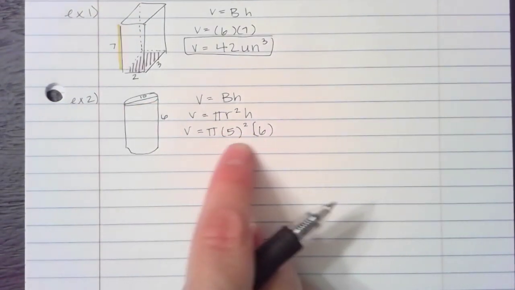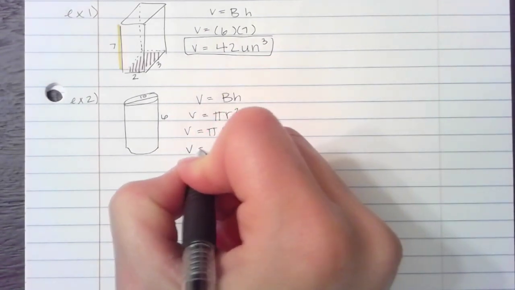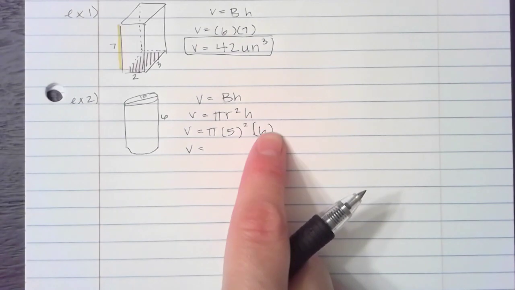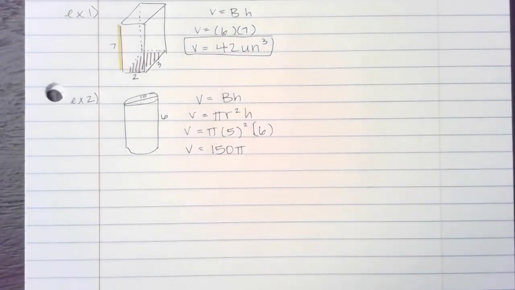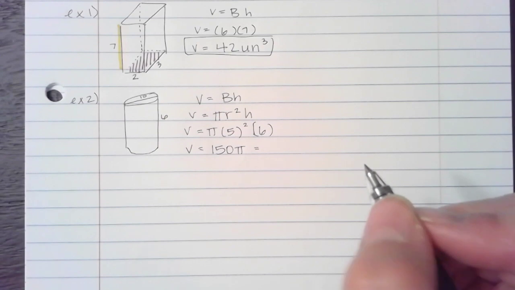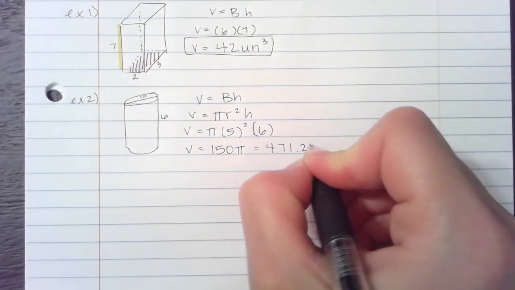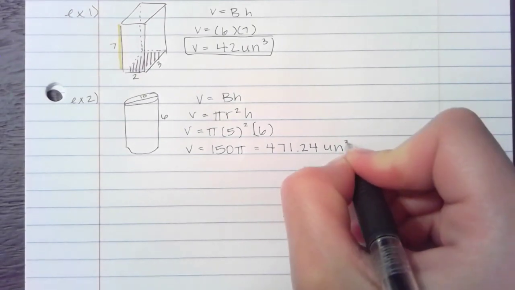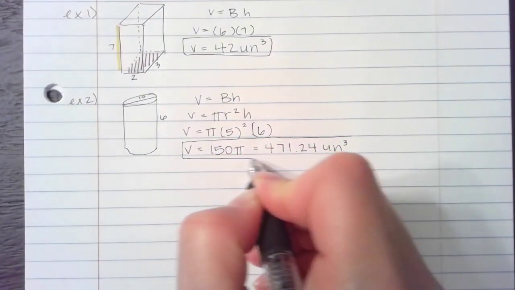I like to simplify this. In fact, I can simplify it in my head and do most of that in my head. That right there, 5 squared is 25 times 6 is 150. So 150 pi is technically my answer. I mean, that's the correct answer if I asked for the exact answer. But if I asked for it rounded, you would type that in your calculator and get 471.24 units cubed. So I'm going to circle both.